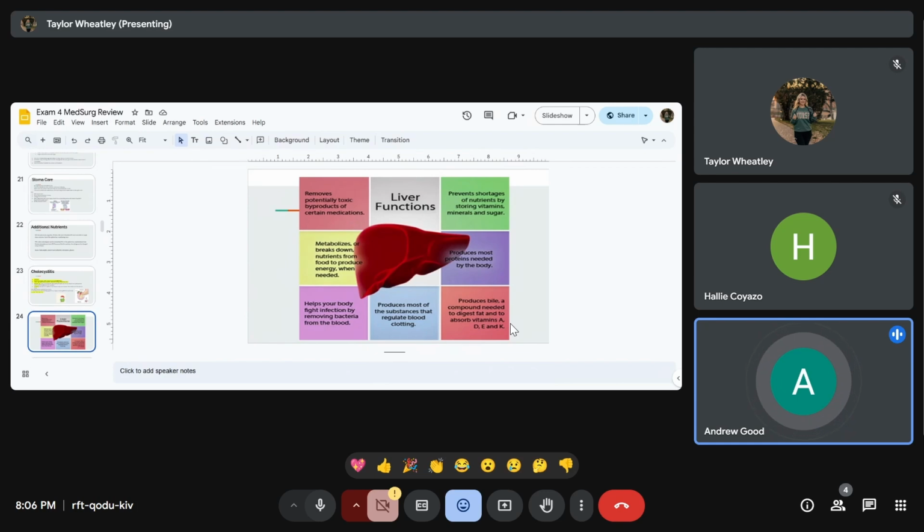I threw this in there because a lot of stuff conceptually goes in with the liver, and it's important to know the functions of the liver and then connect those with the concepts we're learning and what we're implementing within our interventions. So the liver removes toxic byproducts, and it also removes medications. If we have cirrhosis or issues within the liver, we'll have a buildup of toxins like ammonia, which leads to hepatic encephalopathy.